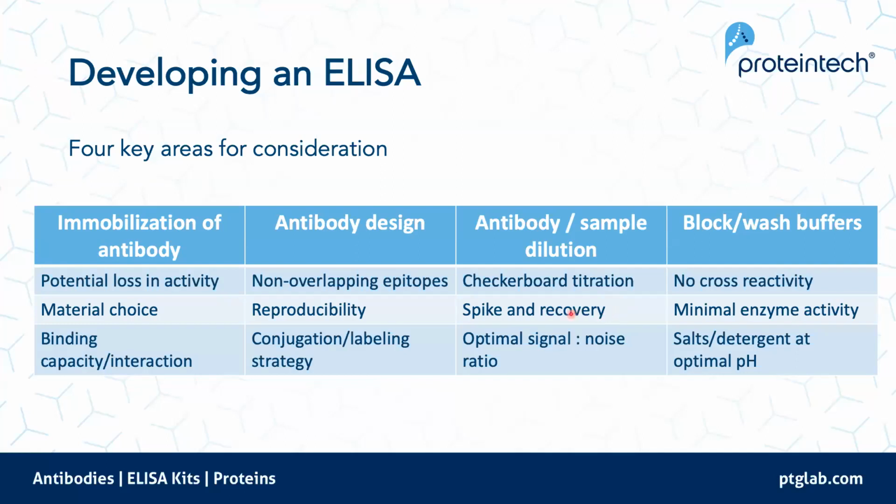You want to look at sample spike and recovery, and we'll talk about that in depth in a couple of slides' time. But essentially, everything that you're doing when trying to develop an ELISA is to get the optimal signal to noise ratios. You want to ensure that you're getting enough signal from the background noise of your kit. And the last point is our block and wash buffers. You can purchase these commercially, which I probably recommend if you're developing your own ELISA, or if you're making them yourself, you want to make sure that you're quality controlling them well. Have you got the salts and detergent at the optimal pH for that antibody binding, and is there minimal enzyme activity in there as well?